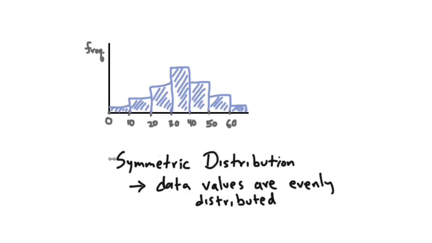The first one we're going to look at is symmetric distribution, and that's when the data values are evenly distributed. So here's an example. If I were to draw a curve over this histogram, it's going to look something like this. As you can see, if I were to draw a vertical line right down the middle, this side is the same as this side, so it's symmetrical.